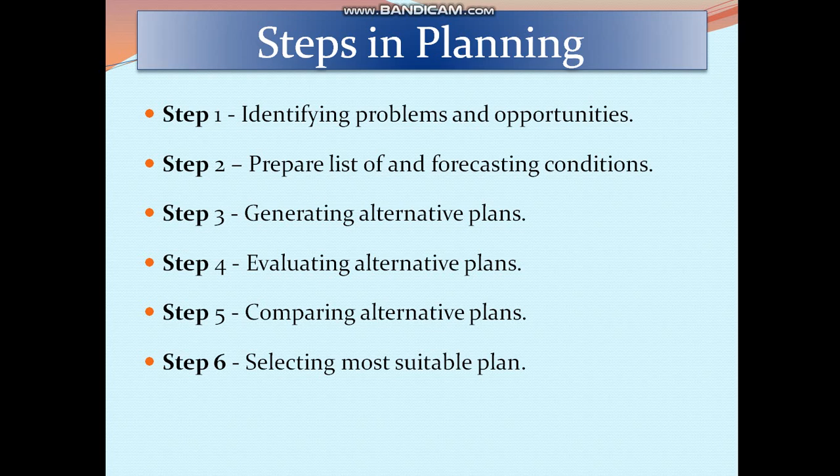So once you have generated all the different possible alternatives, the next step, that is step 4, involves evaluating these alternative plans. Each plan has got its own advantages, disadvantages. There are merits and there are demerits. Some are easy to achieve, some are very difficult to implement. So you have to consider all these things, and also you have to consider this in the background of the resources that are available to you.